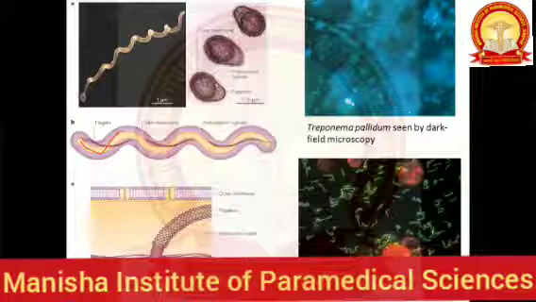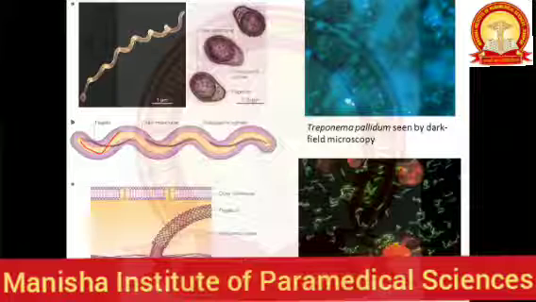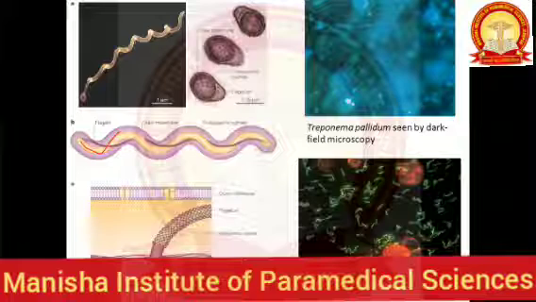They need to achieve this coiling, screw-like structure for their movement, and for that purpose they need to attach both of their ends with this periplasmic flagella.